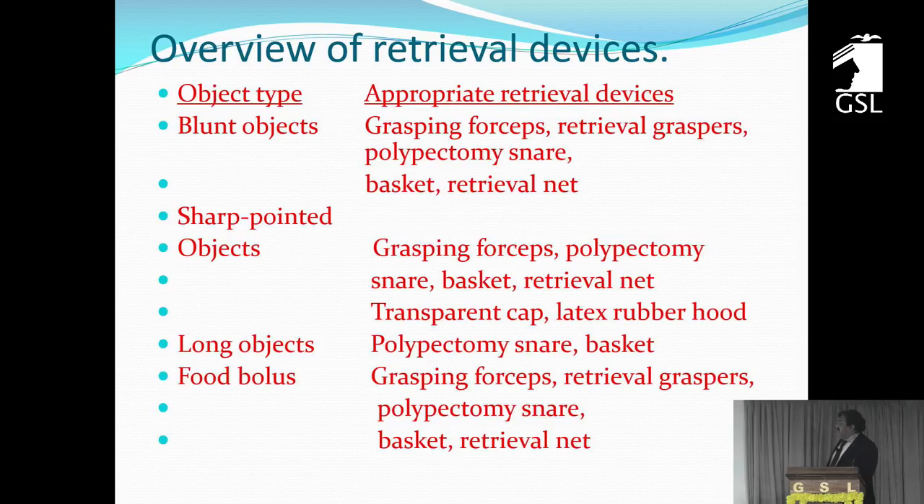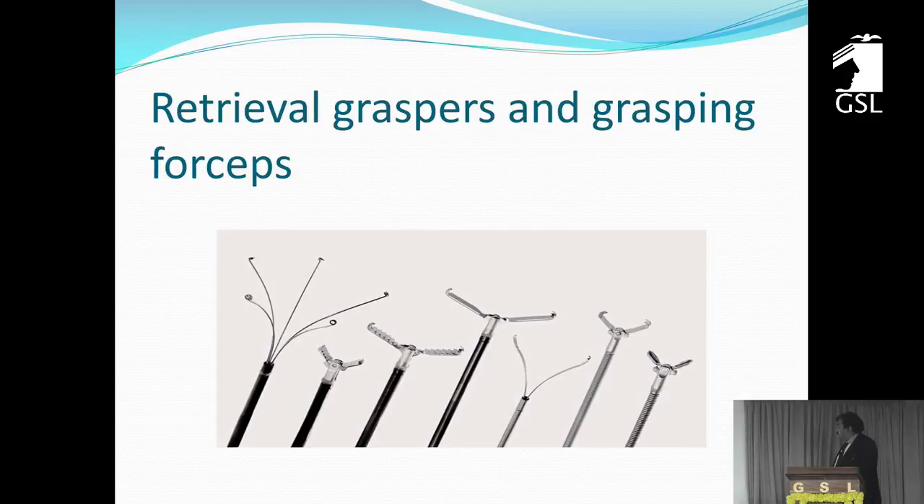And what is the overview of these devices? Yes, for blunt objects we can retrieve with grasping forceps, retrieval graspers, polypectomy snare, basket, retrieval net. The sharp pointed objects, of course, again need the grasping forceps, polypectomy snare, basket, retrieval net, transparent cap, latex rubber hood, I'll be showing you later on. Long objects, polypectomy snare and basket. Food bolus, you again need the grasping forceps, retrieval graspers, polypectomy snare, basket, retrieval net.